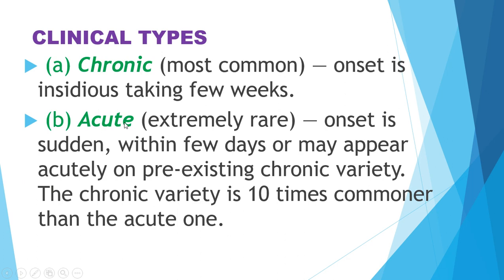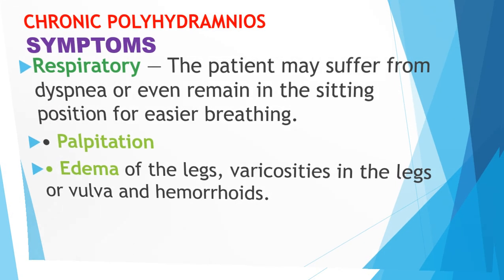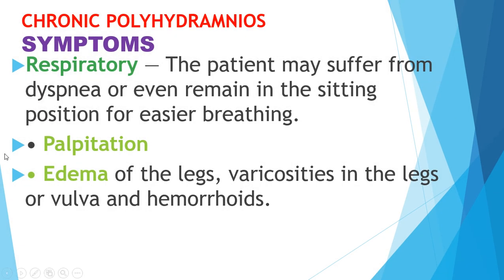So in the acute type, there is sudden onset of an excessive amount of amniotic fluid. The two types are chronic, which has a slow onset, and acute, which has a sudden onset. We can see each one in detail. First is chronic polyhydramnios.